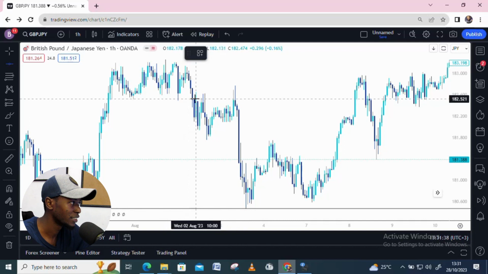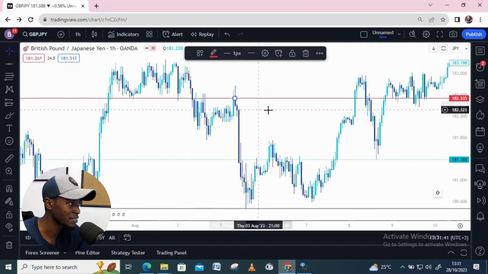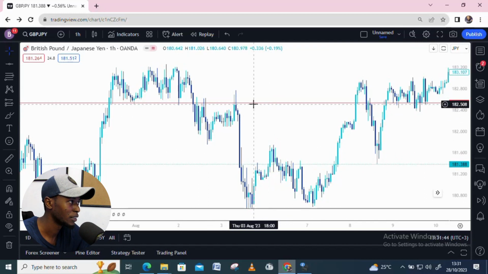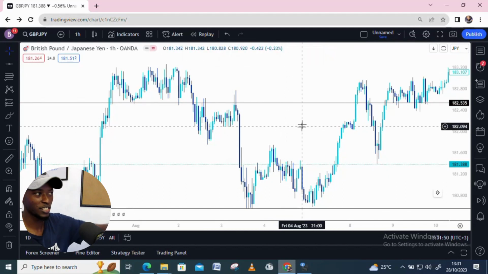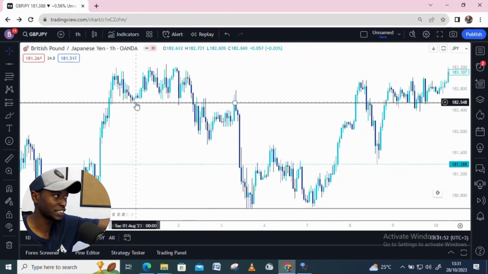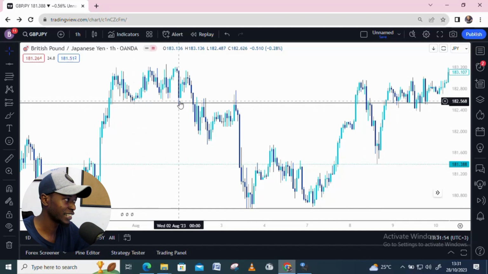So in this pair, first find places that the market is reacting from. Example right here. We identify that as the first place that the market is reacting from. As you can see, the market has reacted. We have a touch here, another touch here, and another touch here.